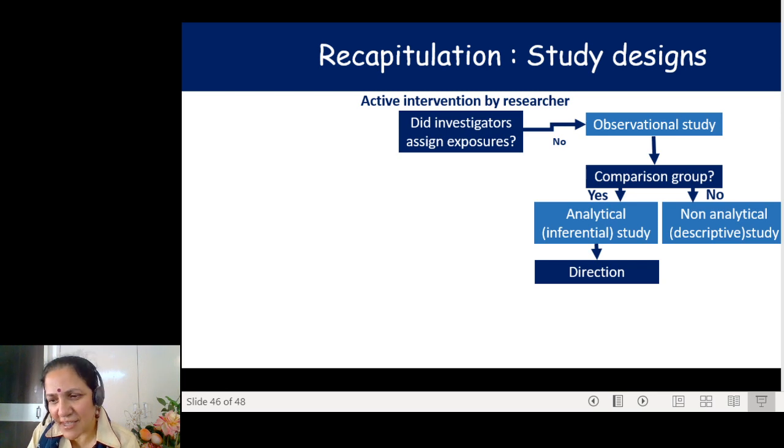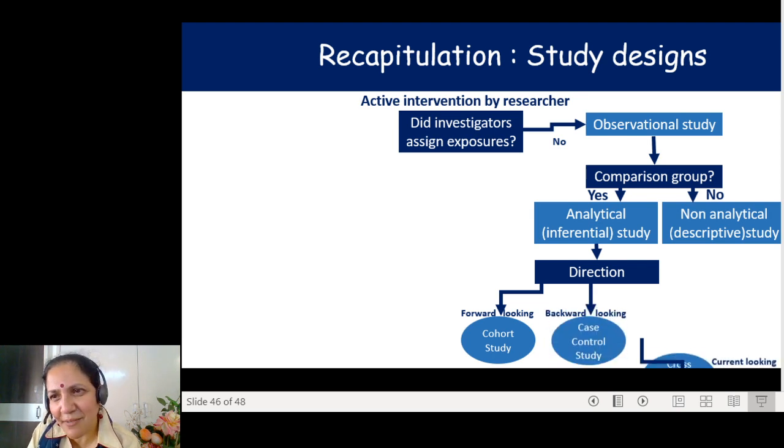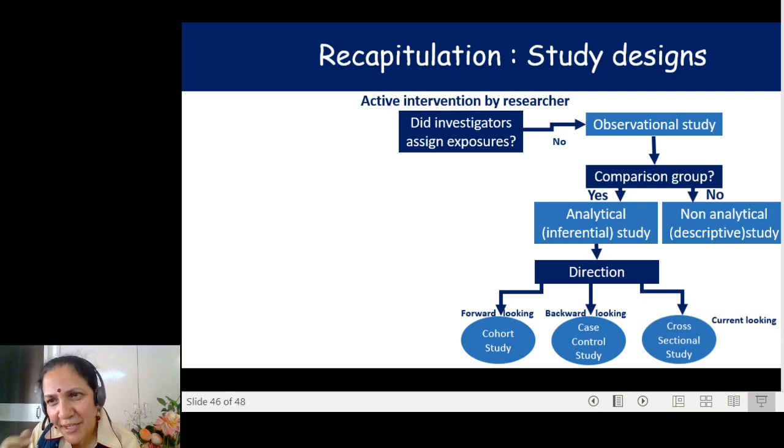Then we look into the direction. If the direction is forward looking, it's a cohort study. If the direction is backward looking, then it's a case control study. If it is current looking, that means both the exposure and outcome at the same time, it's a cross-sectional study.